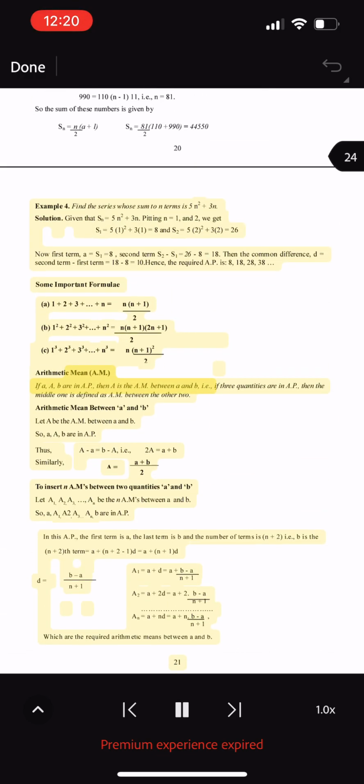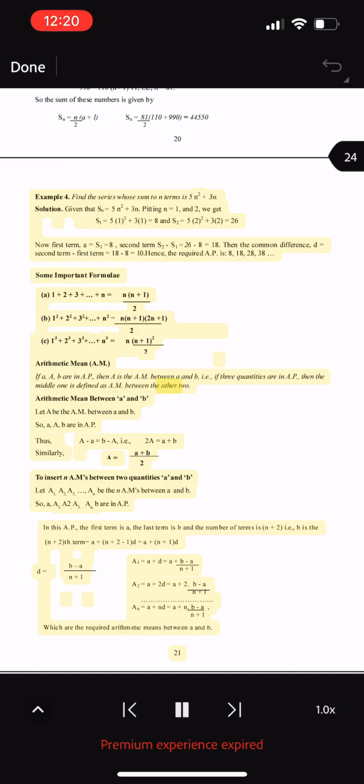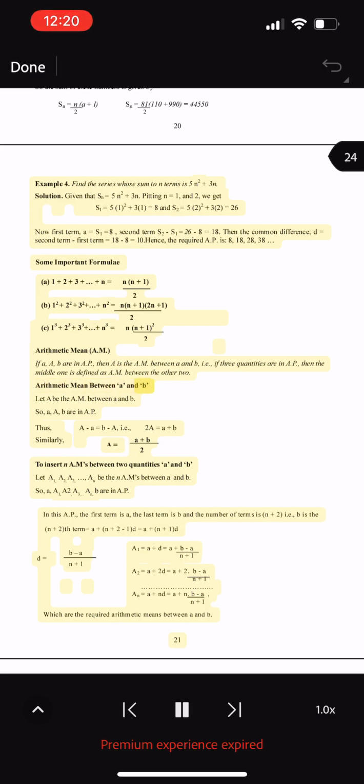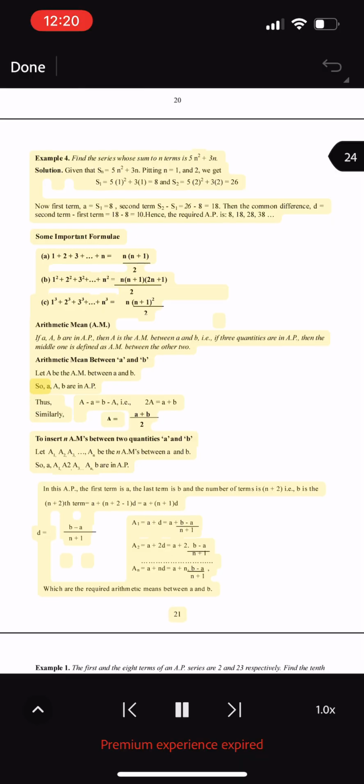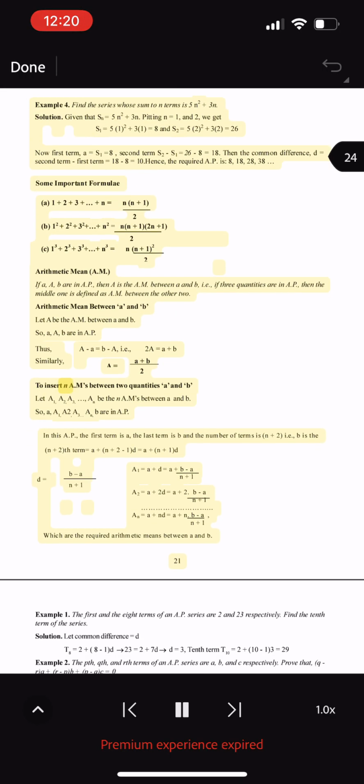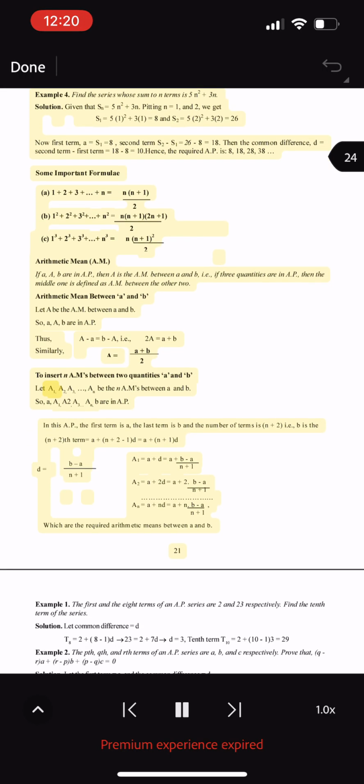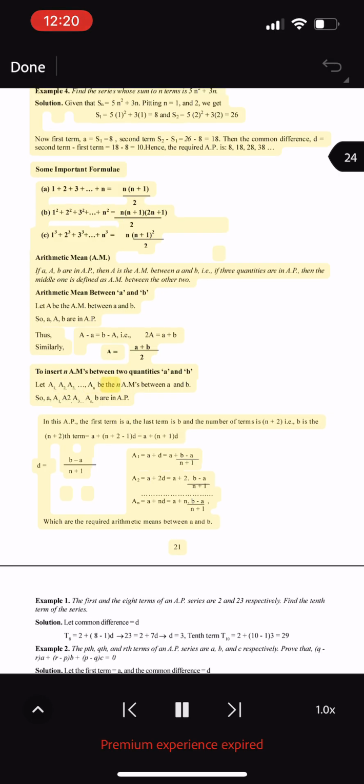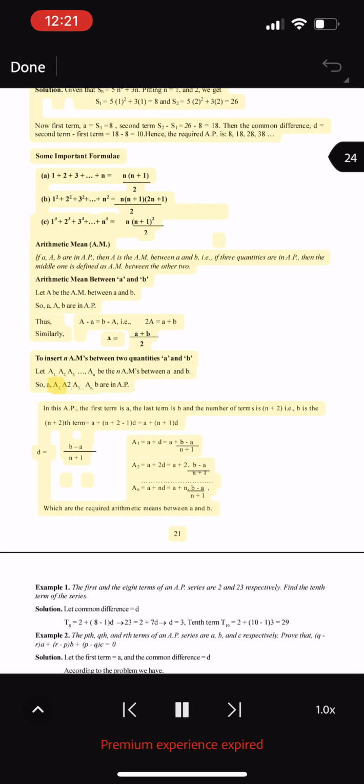Arithmetic mean, AM. If a, A, b are in AP, then A is the AM between a and b. If three quantities are in AP, then the middle one is defined as the AM between the other two. Let A be the AM between a and b, so a, A, b are in AP. To insert n AMs between two quantities a and b, let A1, A2, A3, ..., An be the n AMs between a and b. So a, A1, A2, A3, ..., An, b are in AP.